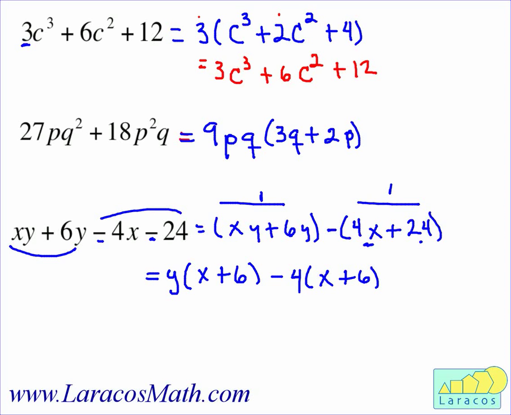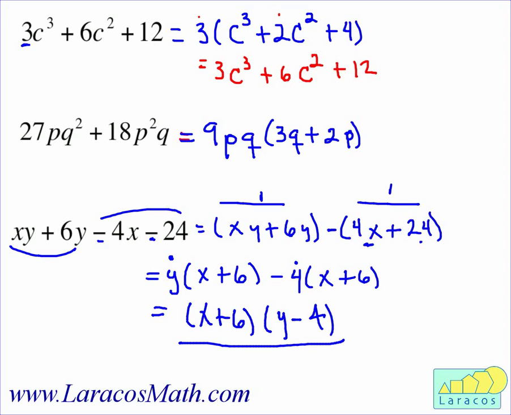See that now you have this and this as a common factor for both terms. So I'm going to rewrite this as a common factor, x plus 6. I'll open another parenthesis, and I'm going to take this y minus this number 4. So this is the factorization.